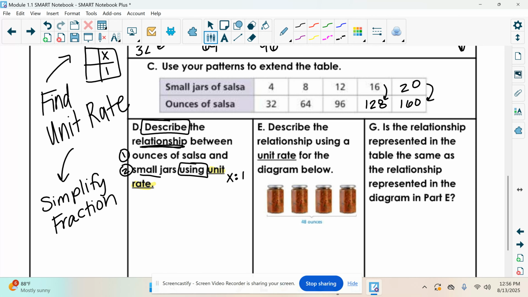Keep it up. All right, so we do know that order matters. What do they want us to put first? The ounces of salsa. Ounces first, okay? So they want ounces on top, and they want jars on the bottom. You can. She asked if she could abbreviate it, and that's fine.